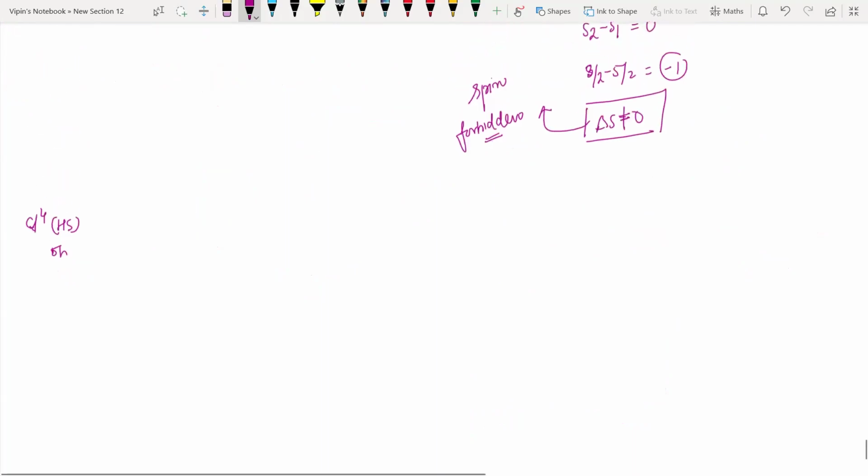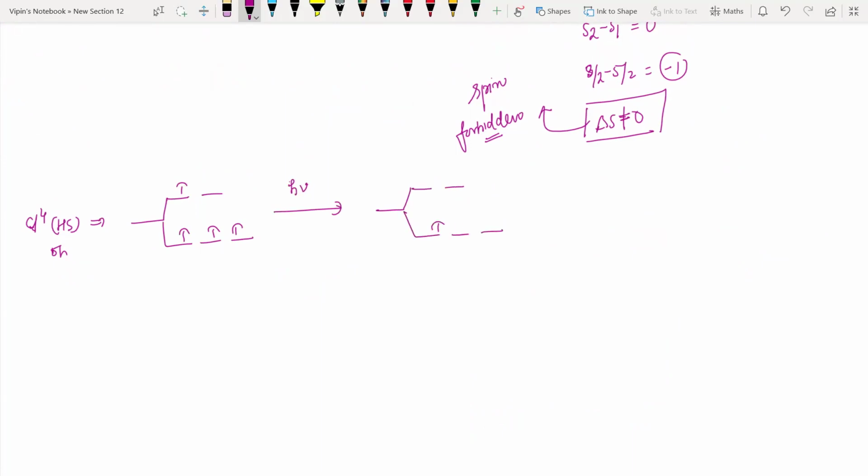Okay, here we have d4 high spin octahedral like this: one, two, three, four. On absorption of light, this leads to formation of this particular state. So one, two, three, four. Because this energy level is vacant, the electron will lie in this energy level. Here the S value is 1/2, 1/2, 1/2, 1/2, that is 4/2. Here the S value will also be equal to 4/2.